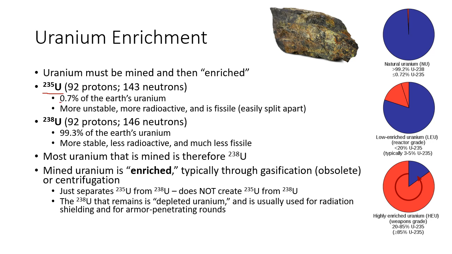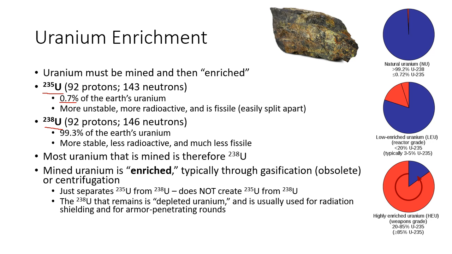This is a very small proportion of the Earth's uranium, only about 0.7%, but it is what we want. It's the uranium that's fissile, meaning that it can split apart into its daughter elements. Most of the uranium around the world, though, is U-238, which is much less fissile. It's more stable. It does not react as well. So we need to enrich the uranium.